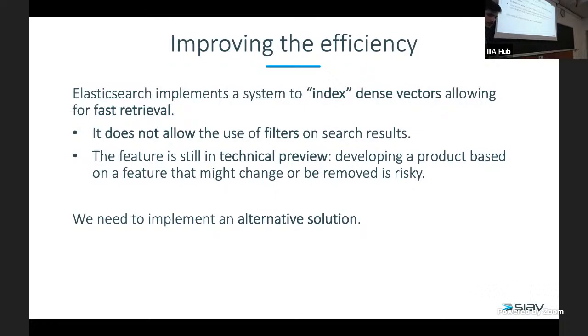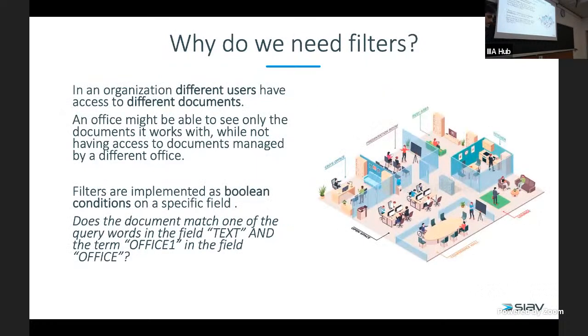First, however, before looking into our solution, we have to understand why filters are a mandatory feature for our customers. And the reason is that in an organization, different users might have access to different documents. For example, an office might be able to see only the documents it's working with, while not having access to the documents managed by a different office and vice versa.